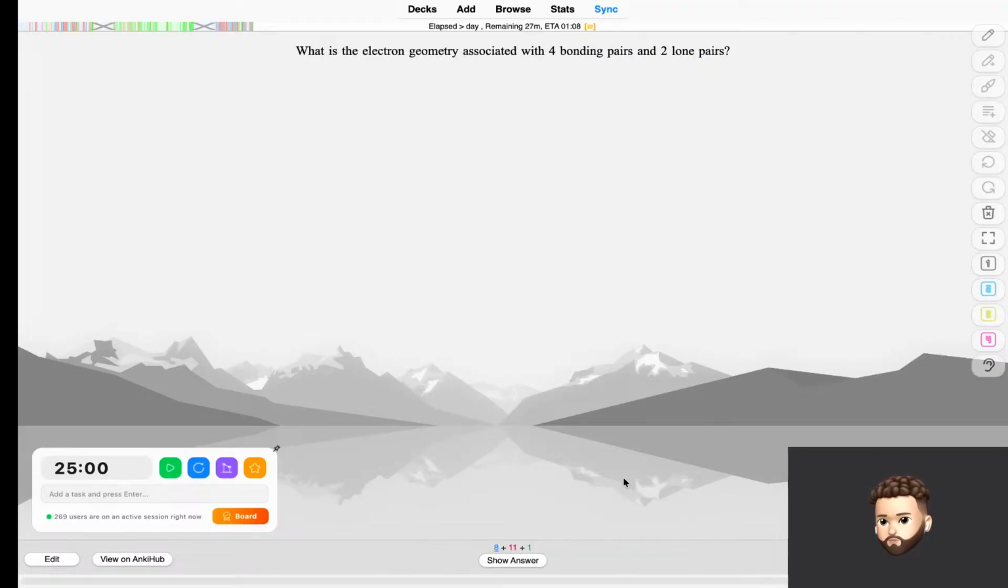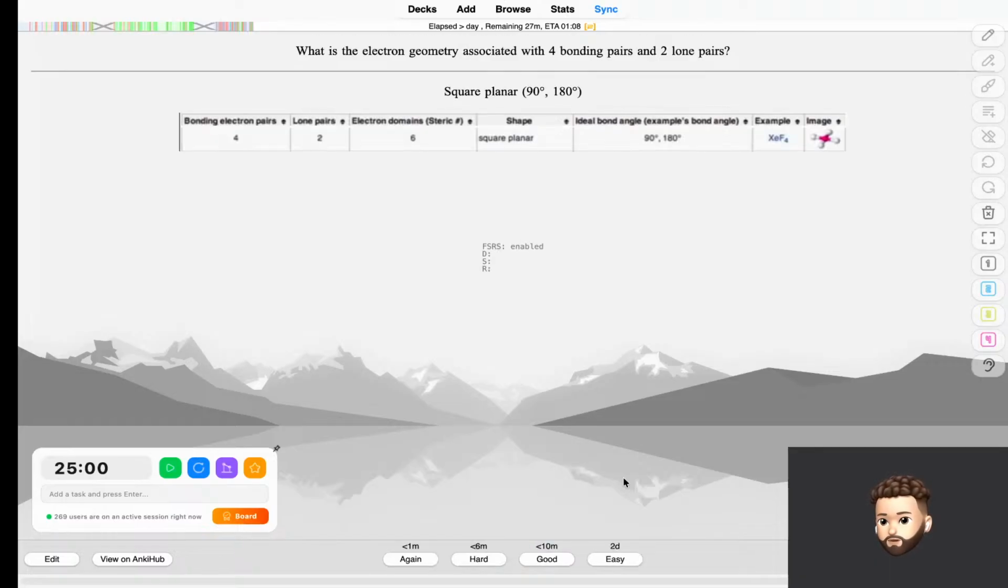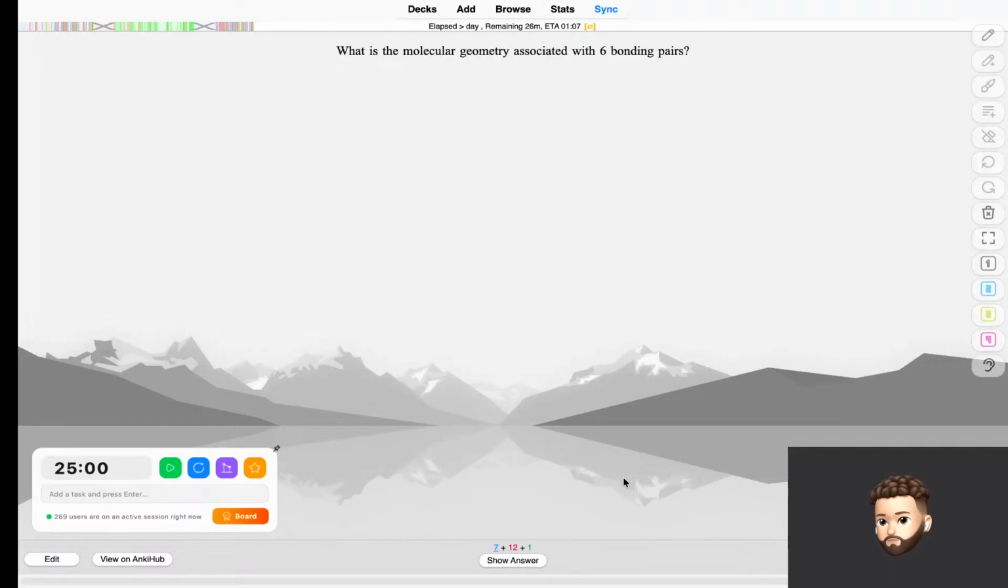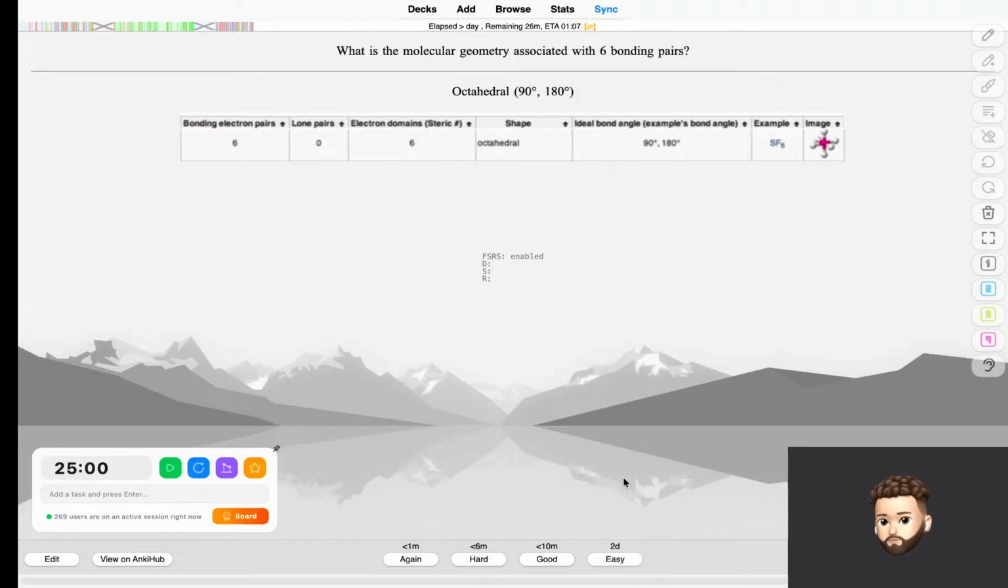What is the electron geometry associated with four bonding pairs and two lone pairs? I also don't know. What is the one with six? Octahedral. That's all 90s. Oh, 180s.